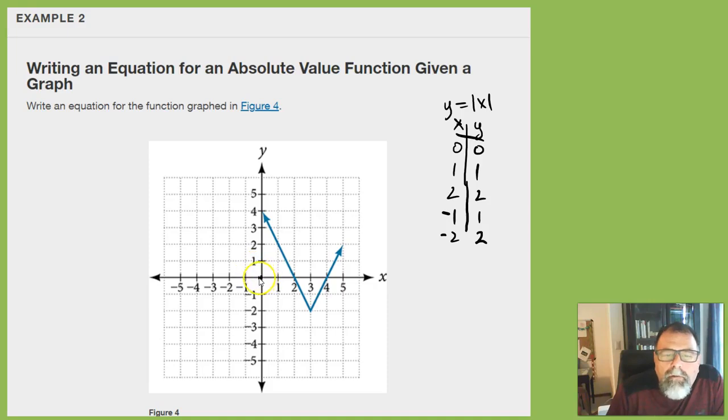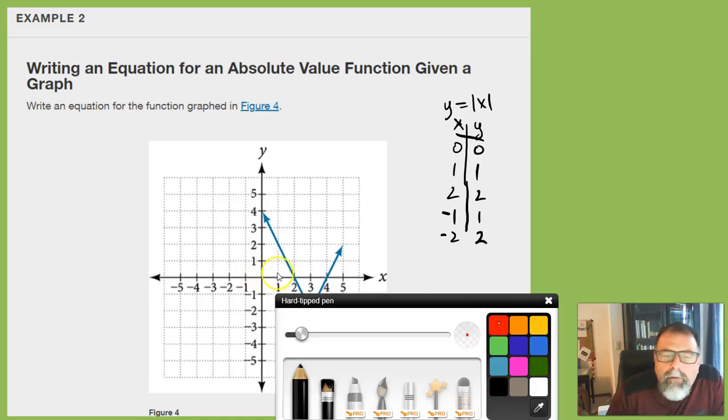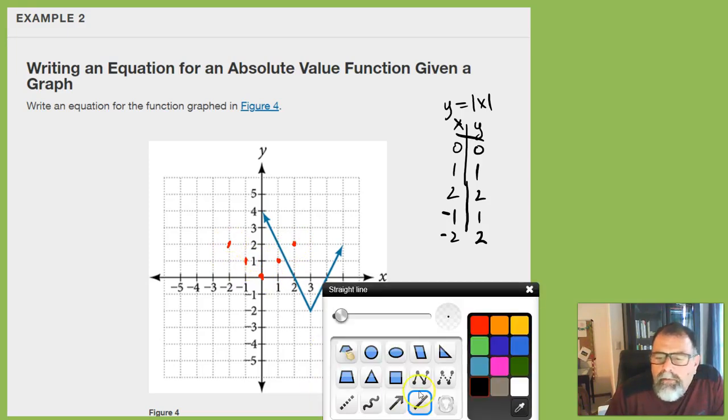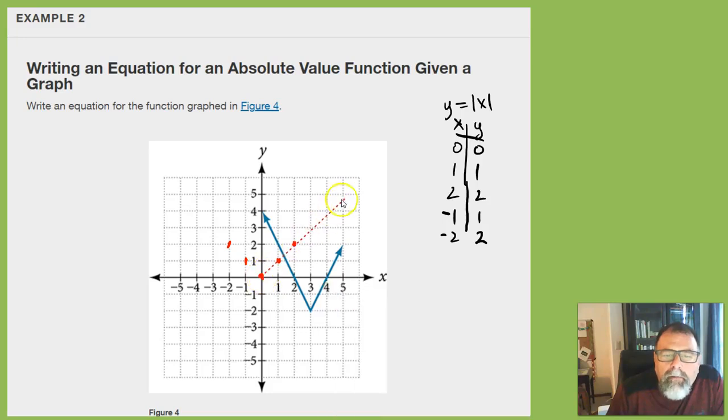So this is going to be 0, 0. Let's use a different color. So let's do red: 0, 0, 1, 1, 2, 2, negative 1, 1, negative 2, 2. We get our V. Let's use a dotted line. Okay, so that's our original toolkit function for absolute value.